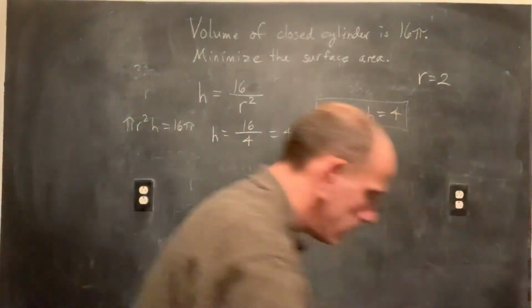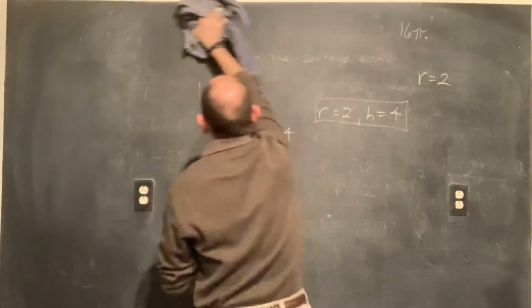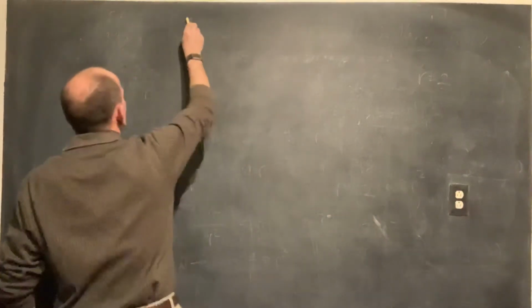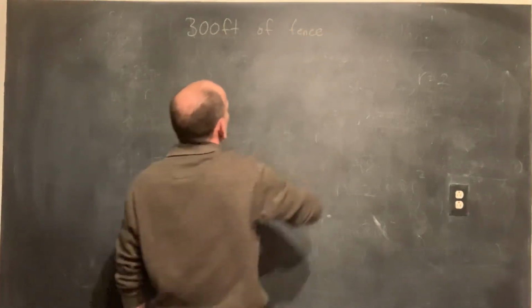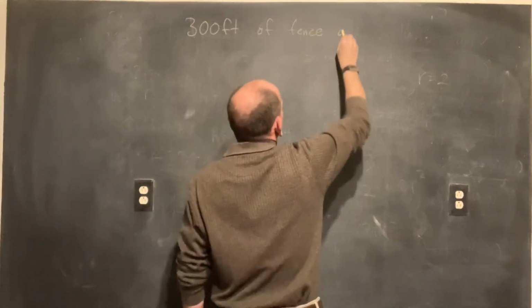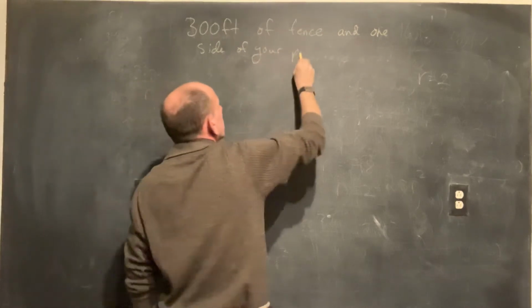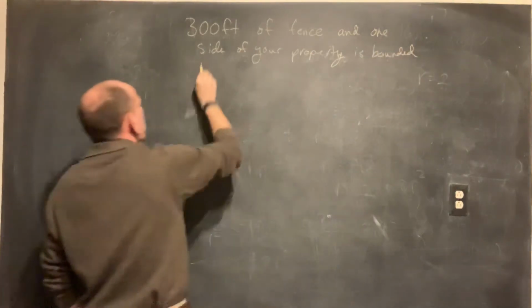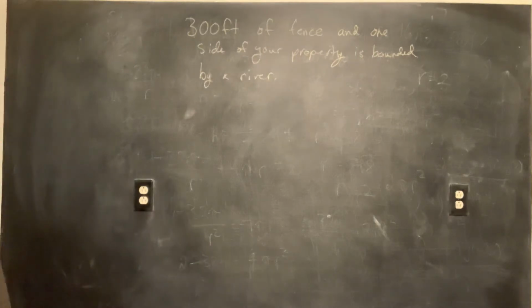Okay, let's see. Let's try one more of that type of problem and should probably be relatively set. Let's say we have 300 feet of fence, and one side of your property is bounded by a river. Okay, so 300 feet of fence, and one side of your property is bounded by a river.